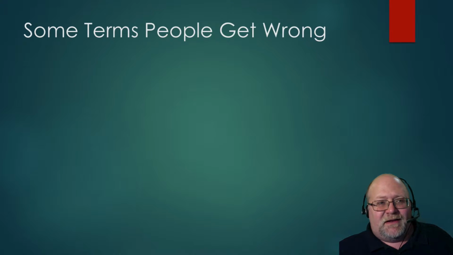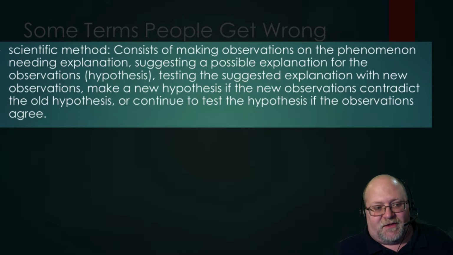Now, in the scientific method, there's a lot of misconception, a lot of definitions and terms that people get wrong. Let's go through some definitions here. So first, scientific method. It consists of making those observations, basically going through the process I just showed you on the previous slide.